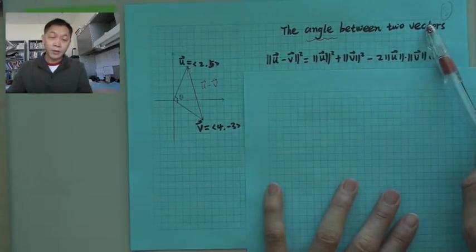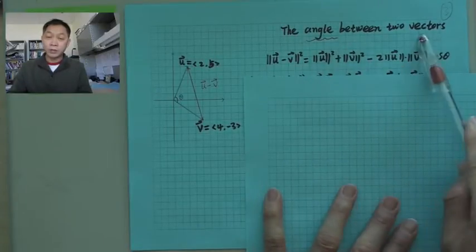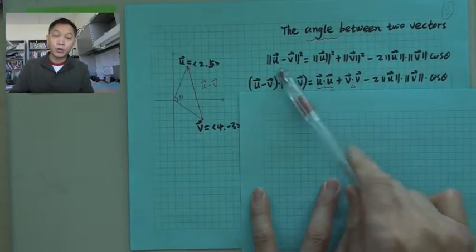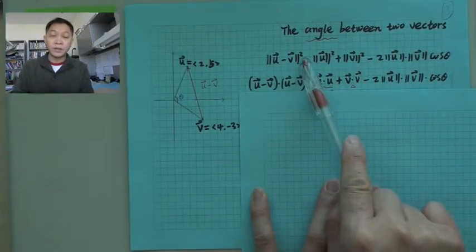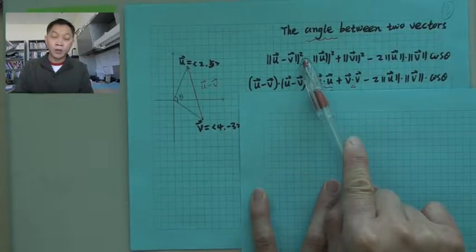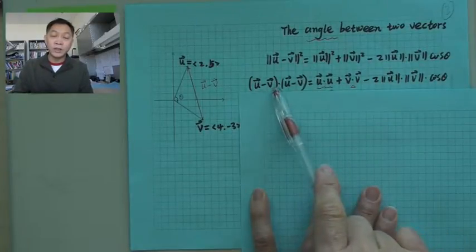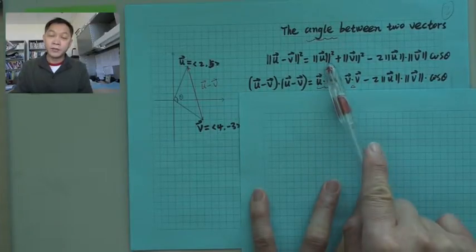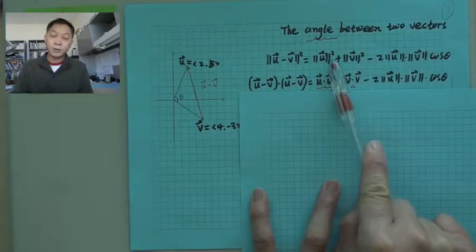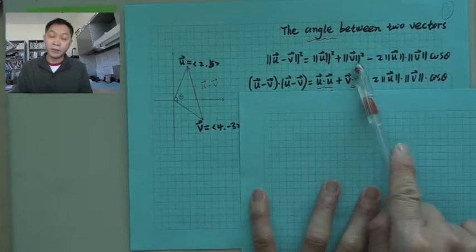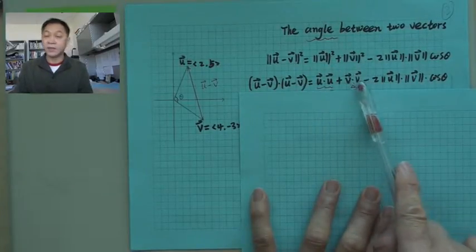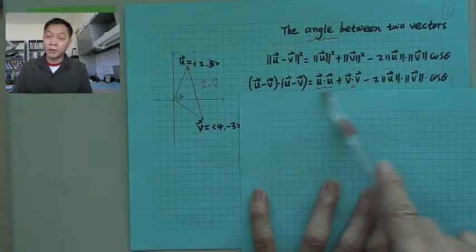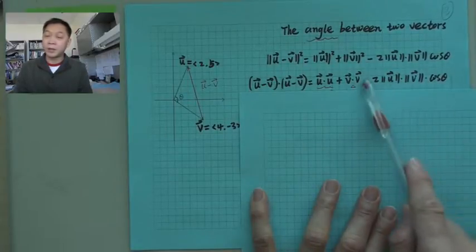Now we know the dot product gives the length squared. So the length of u minus v squared is actually u minus v dot u minus v. The length of u squared is u dot u. The length of v squared is v dot v. And then you can put it in this way. The rest of them we keep.